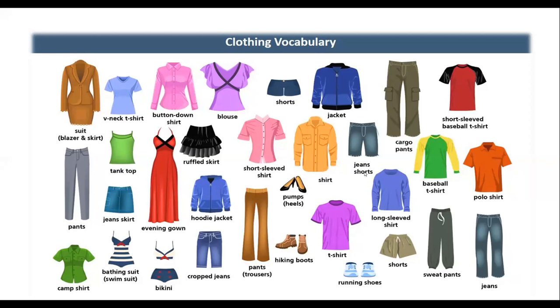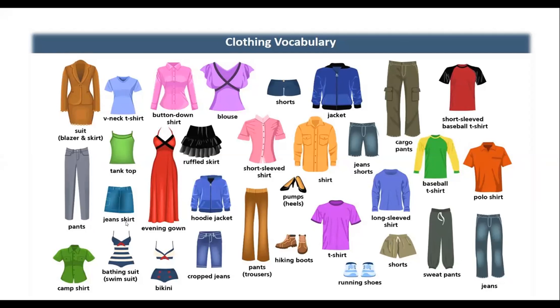Shirt, jeans, shorts, baseball t-shirt, polo shirt, jeans, sweatpants. Those are for doing, to work out or to do some physical exercise. Shorts, running shoes, t-shirt, long sleeve shirt. Vea que long sleeve se refiere a la manga, ¿verdad? Long sleeve shirt. And then we have here, for example, short sleeve shirt. Pants or trousers, hiking boots, crop jeans, bikini, hoodie jacket, evening gown, bathing suit, or swimsuit. Both names are synonyms of the same piece of clothing. Camp shirt, jeans skirt, and pants.